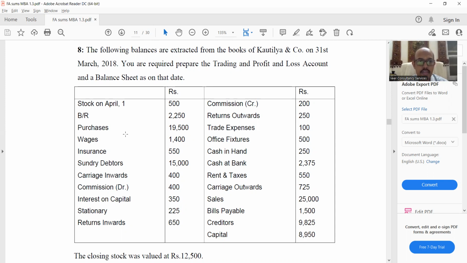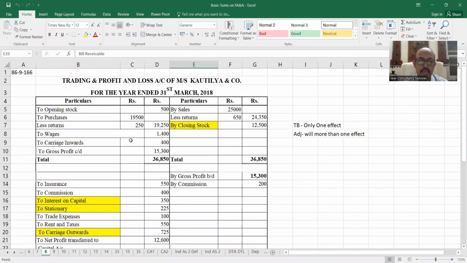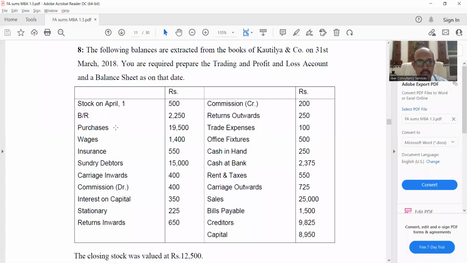Then we have purchases. Purchases, as we had seen in the class also, is basically either you can assume it to be a real account or a nominal account. In both the cases, the result will be the same. We'll put this purchases on the debit side of the trading account. So just note it over there. Purchases will go on the debit side of the trading account.